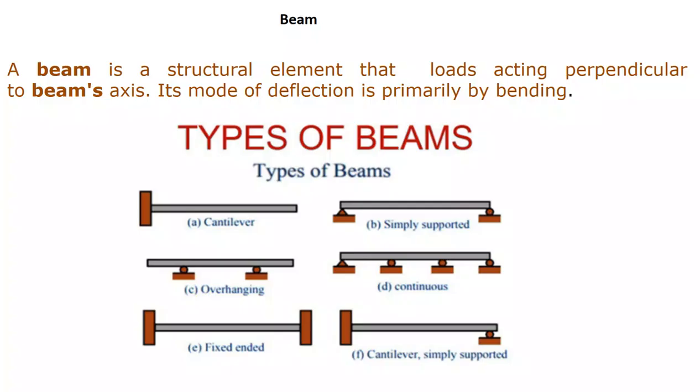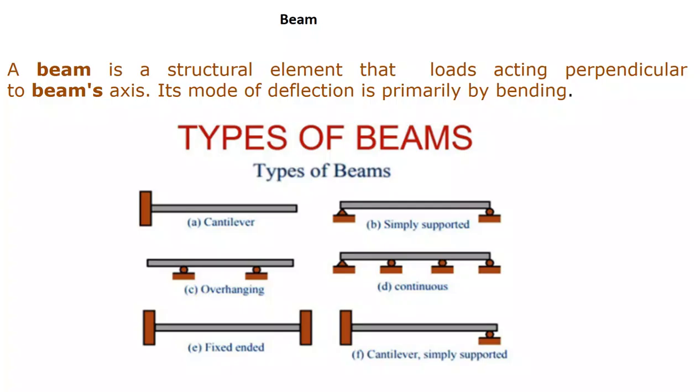Based on the loading conditions, we classify a member as a beam or a bar. If the load is acting perpendicular to the axis, then it is considered a beam element. If the load is acting perpendicular to the structure, the deformations will automatically be in the form of bending. So that is called a beam. Beams are classified into various types.